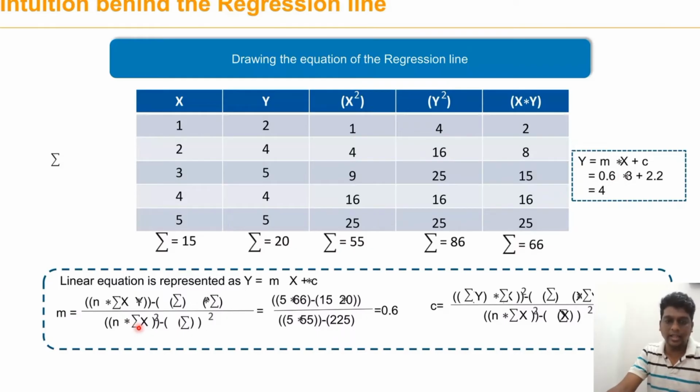So here the linear equation is represented by y is equal to mx plus c. This is how we can find the value of m, which is the slope of the line, and c, which represents the coefficient value. Here m is found as 0.6. So when we take the x value as 3, we find the m value as 0.6 and the coefficient value as 2.22, so that y is equal to 4.